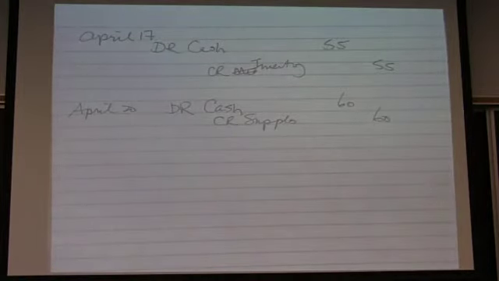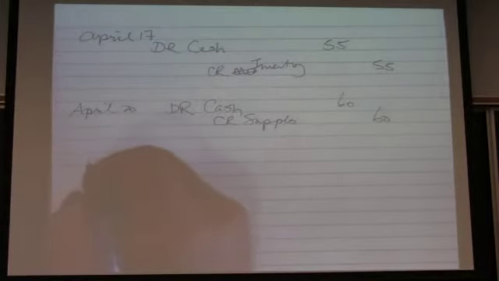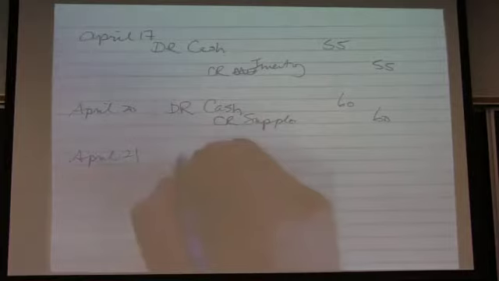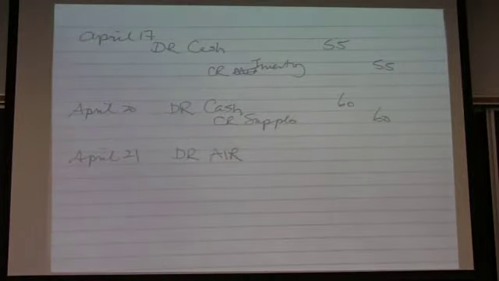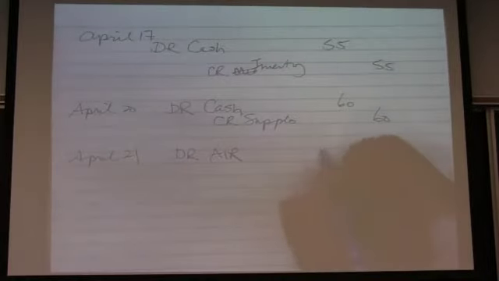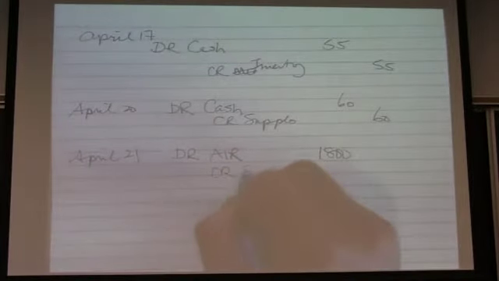April 21st, we sold merchandise to members for $1,800, terms net 30. The cost is $1,170. Now the reason why the cost of goods that we sold is given is because we're using the perpetual inventory system, right? So April 21st, we're going to debit accounts receivable because we're giving them some sort of credit terms. It's $1,800. Credit sales.